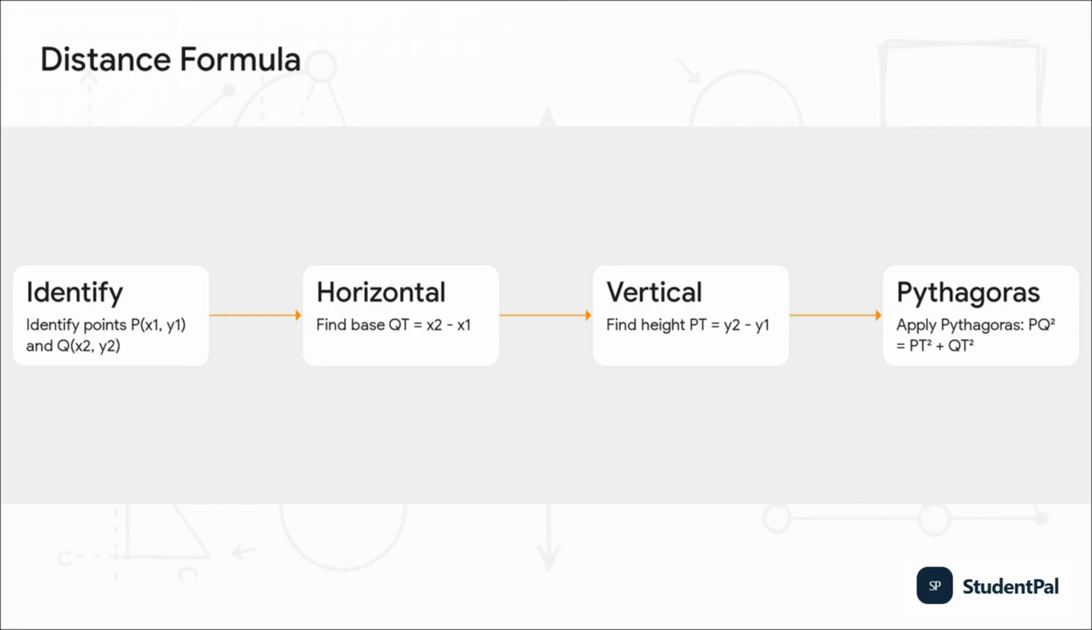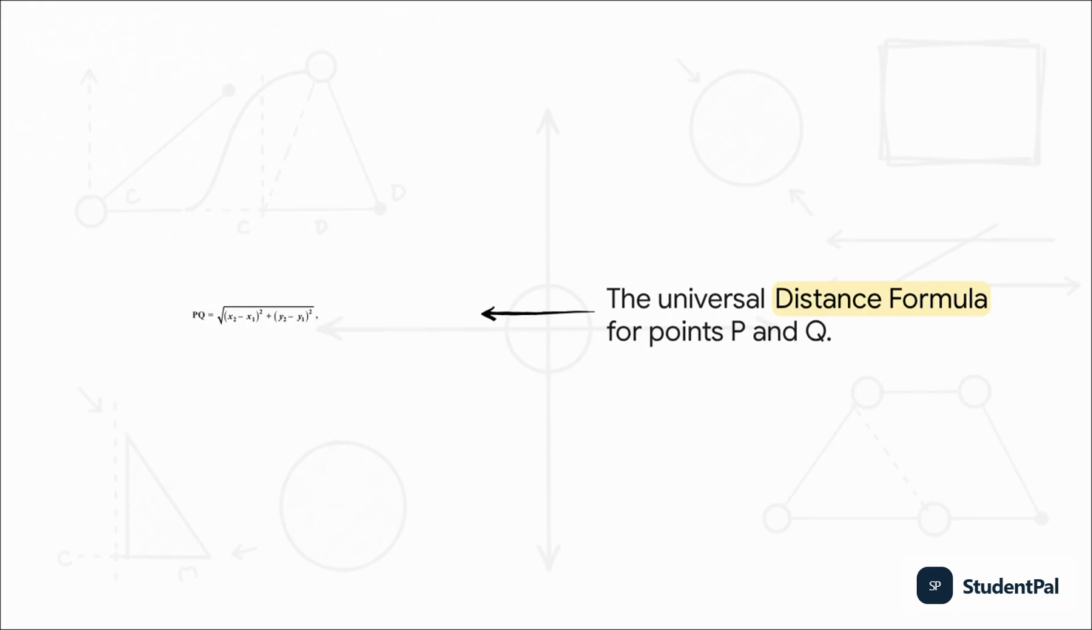We've got our 2 points, P with coordinates x1, y1, and Q with coordinates x2, y2. To find the horizontal base of our triangle, we just subtract the x-coordinates, so x2 minus x1. For the vertical height, we subtract the y-coordinates, y2 minus y1. Finally, we plug these straight into the Pythagoras theorem. The square of our hypotenuse, which is the straight line distance we actually want, is equal to the base squared plus the height squared. And beautifully, because distance is always positive, taking the positive square root gives us the universal distance formula. It's the square root of x2 minus x1 whole squared plus y2 minus y1 whole squared.